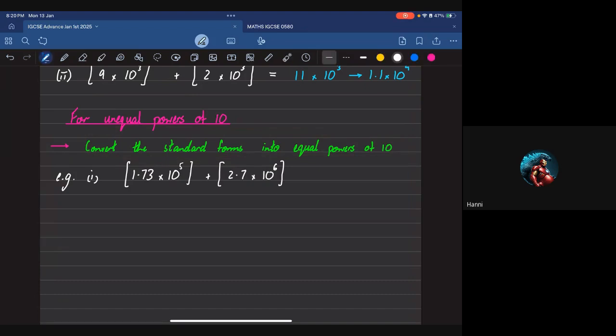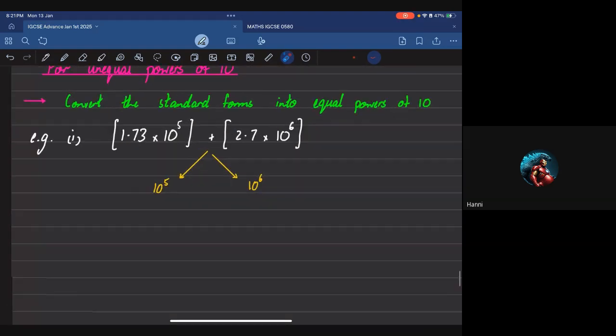Now over here, we do develop some sort of a choice. What is that choice? You can do it in two ways. Either you can convert both of them into 10 raised to the power 5, or I can convert both of them into 10 raised to the power 6. That is up to you. Whatever you feel comfortable with, that is what you're going to have to do. But let's see how we do that. Let's say that I'm going to convert both of them to 10 raised to the power 6. How do we do that?